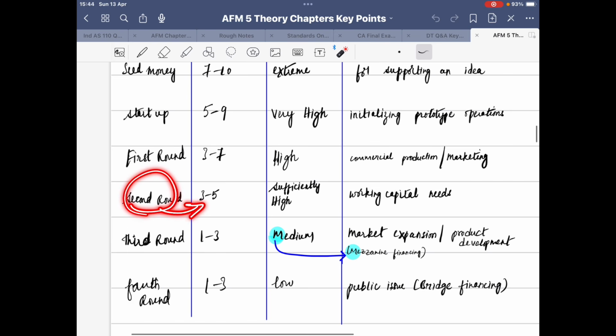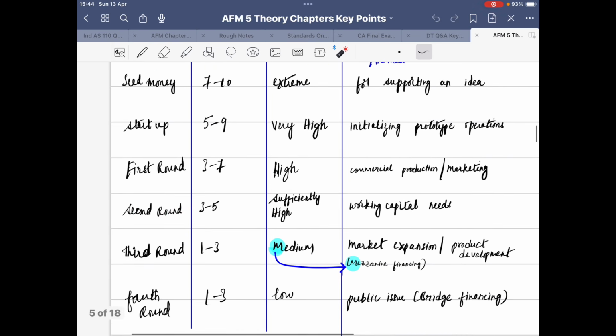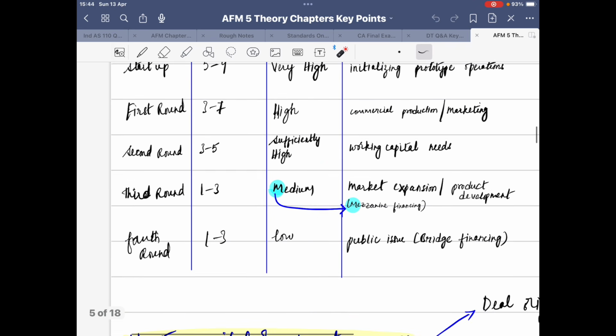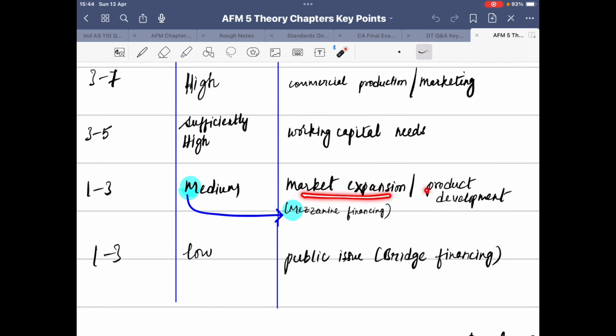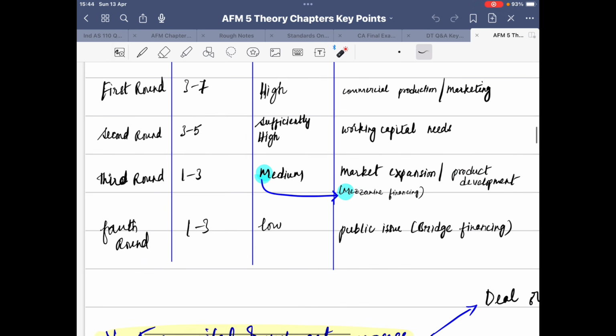Second round, 3 to 5 years, sufficiently high risk perception, working capital needs. Third round, 1 to 3 years, risk perception is medium and equity to be financed are market expansion, product development, which is mezzanine financing. Fourth round, 1 to 3 years, risk perception is low and it is for public issue, which is bridge financing.